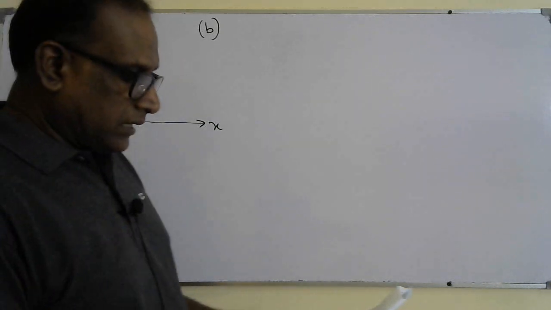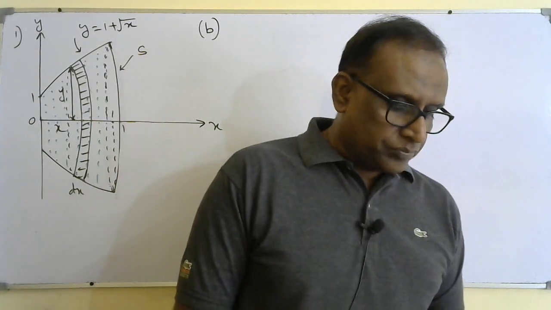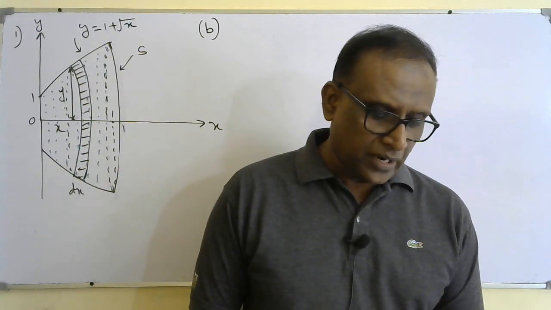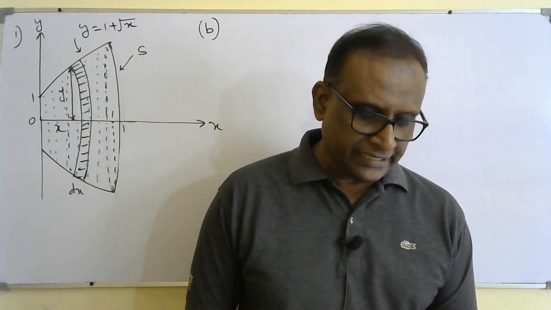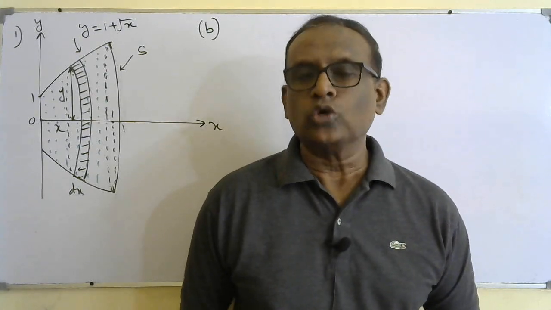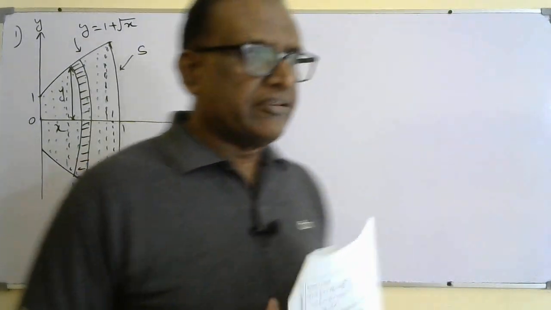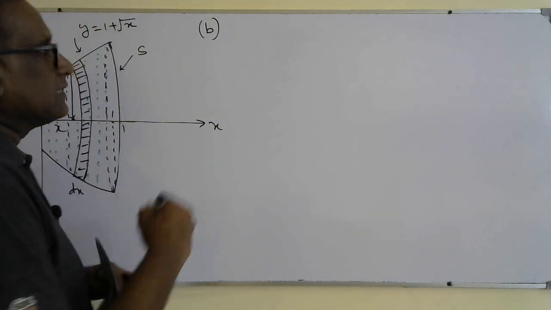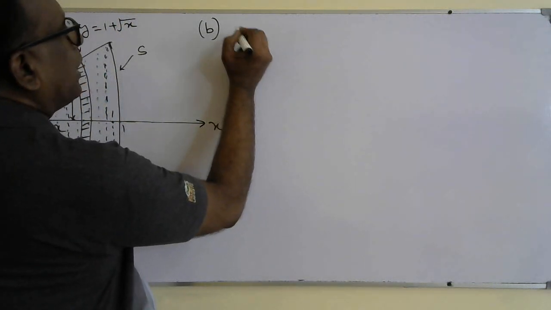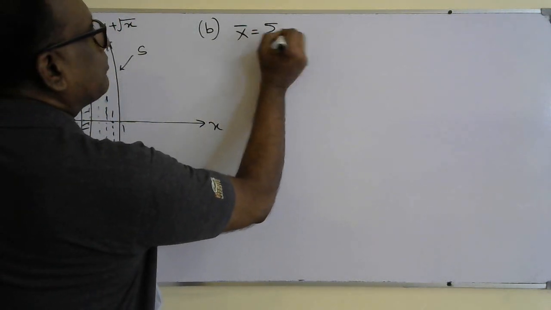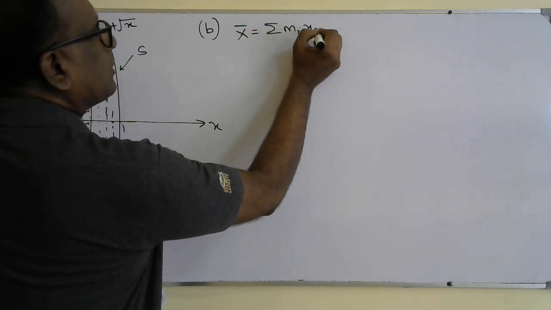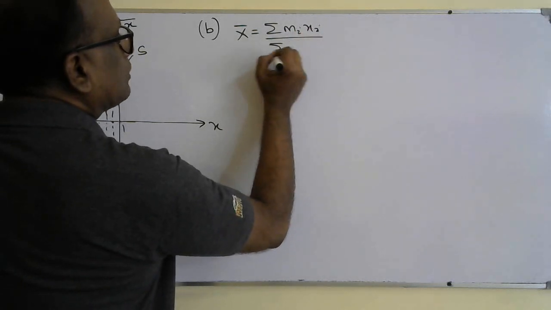Okay, B part: show that the center of mass of S is 49 over 85 meter from O. So we need to find the center of mass of this solid S. The definition is the same mathematical definition for center of mass: X bar is equal to sigma mi xi over sigma mi.